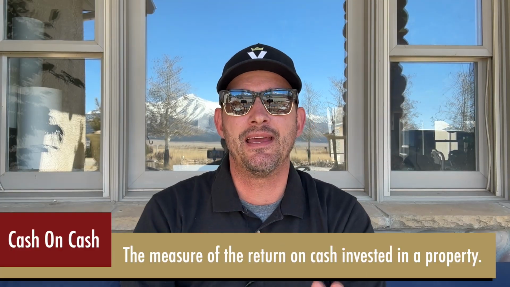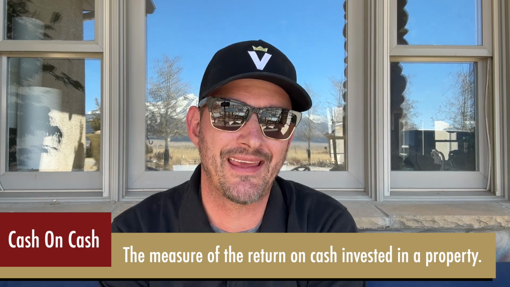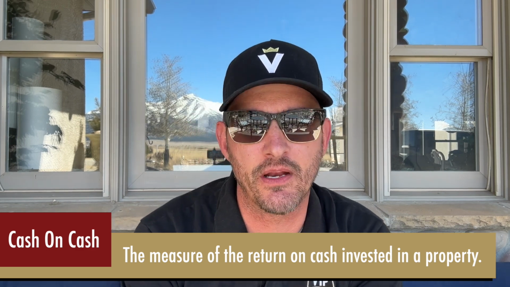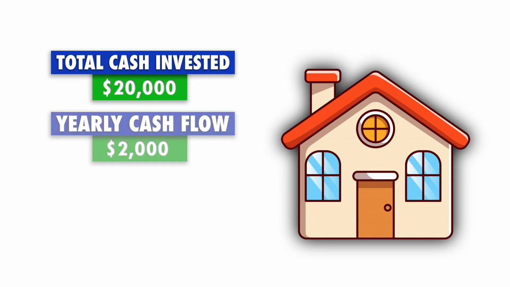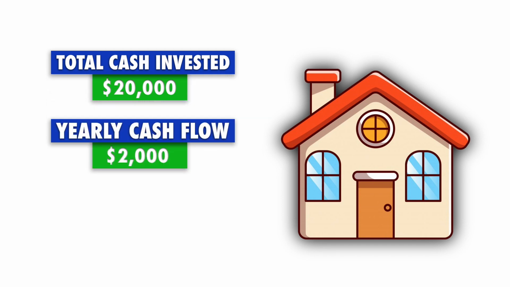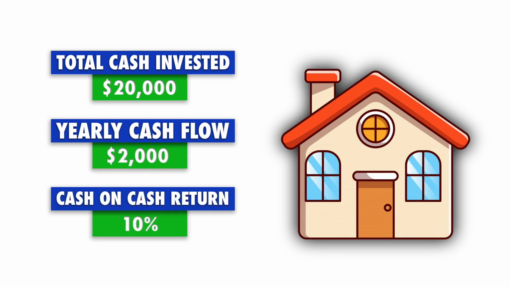Now let's talk about cash-on-cash return. Cash-on-cash is a measure of the return on cash invested into the property. In other words, it's the percentage of cash that you receive each year compared to the amount of money that you have invested into the property. For example, if you invest, say, $20,000 into a rental property and then you receive $2,000 in cash flow after expenses each year, your cash-on-cash return would be 10%.